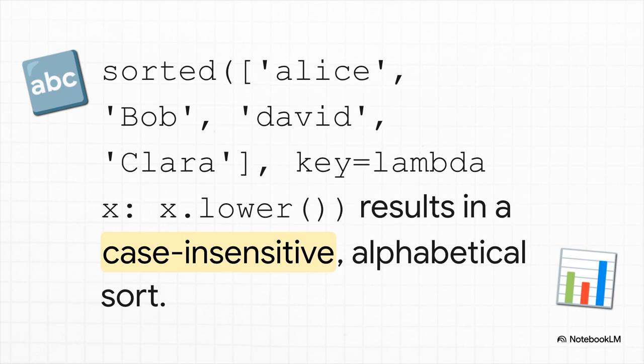So we give the key argument a lambda, lambda x, x.lower. We're telling sorted, hey, before you compare any 2 items, just make them both lowercase first. It compares alice to bob, not Alice to Bob. And just like that, we get a perfect, case-insensitive sort.